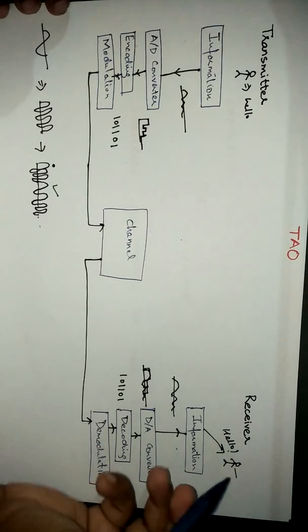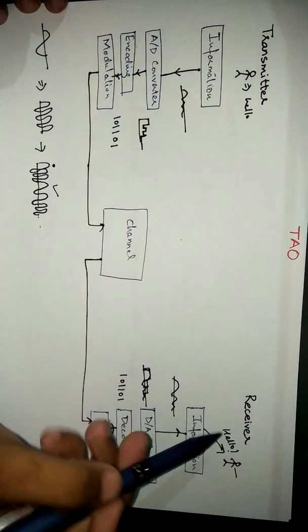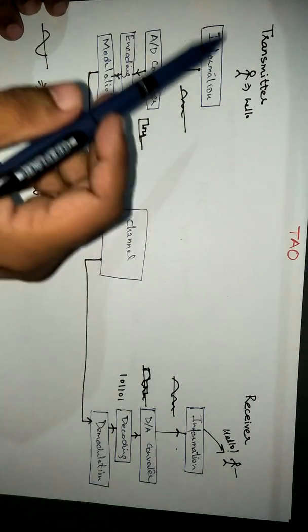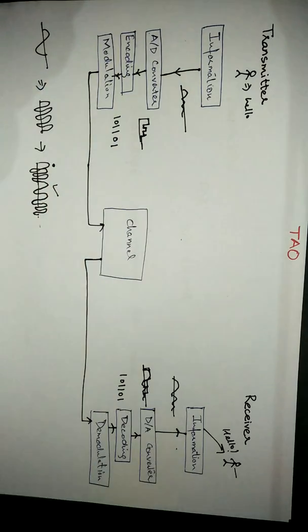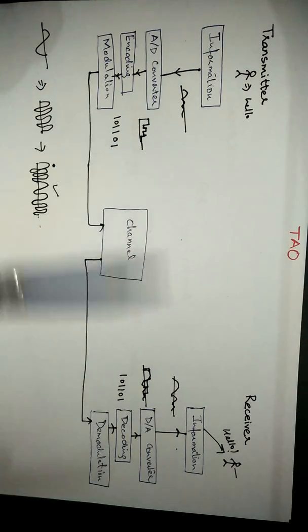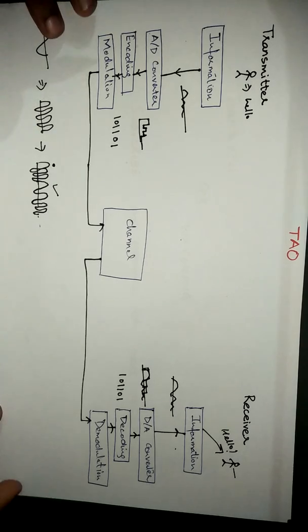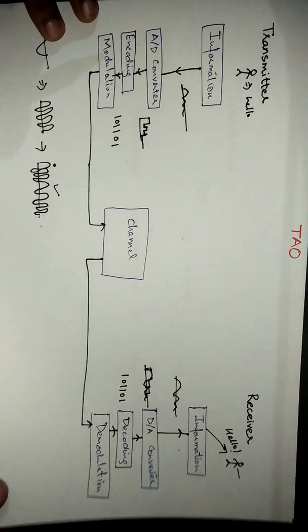Now the receiver would become a transmitter, and the transmitter would become a receiver, and they'll start communicating via this path. So this was the general idea about the communication system.